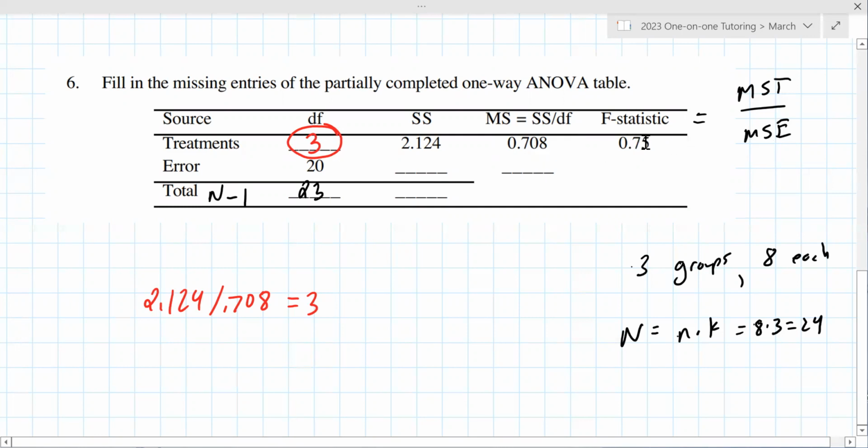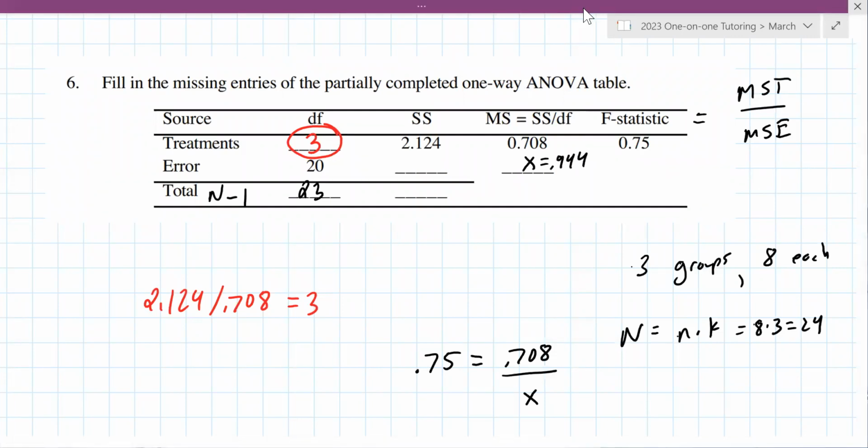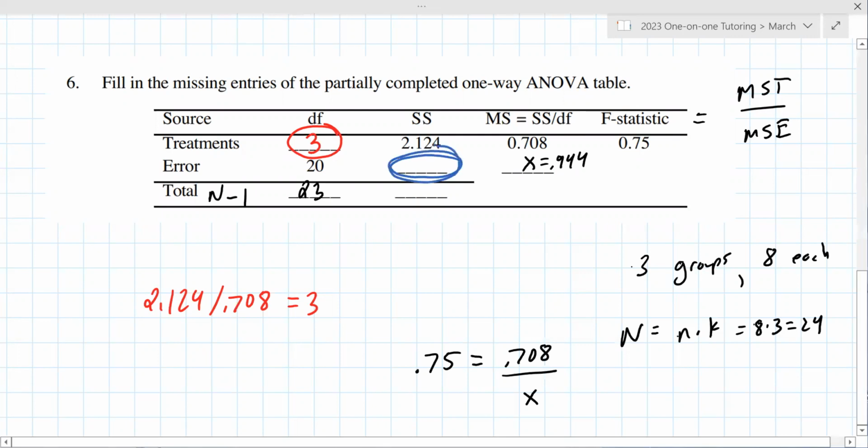I'm so bad at doing mental math. Well, this one's pretty tough here. Think of that as X right there. You have to swap positions between the two. So 0.708 over 0.75, and that ends up being 0.944. Okay, got that. And then to find the blue, so S.